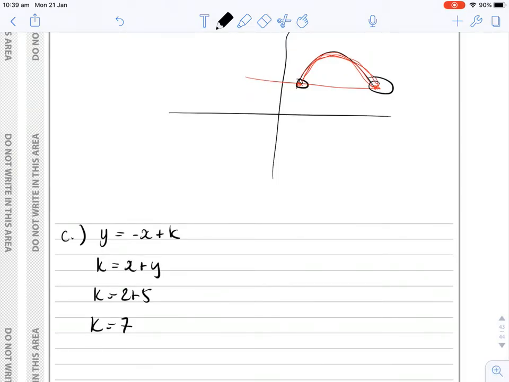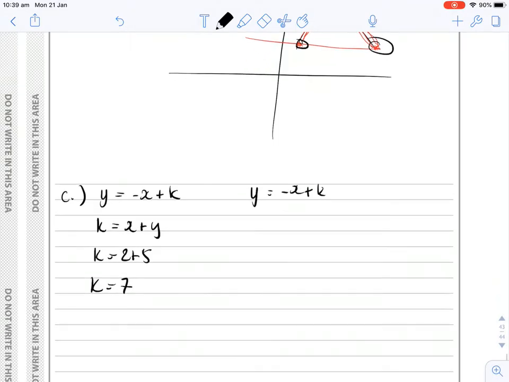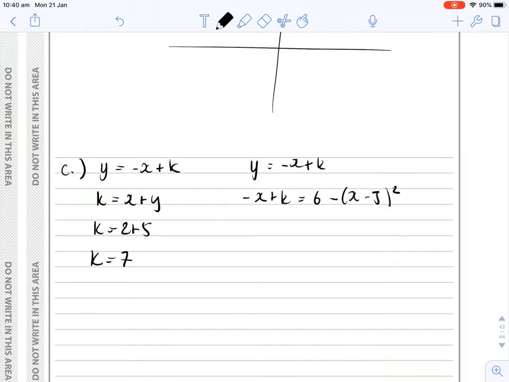And then the other value is going to be over here somewhere, and we're going to have to use substitution in here. So if I say that y is equal to negative x add k, then we can say that minus x add k is equal to 6 take away (x minus 3) squared. By expanding that, we're going to get minus x add k is equal to 6 take away (x squared minus 6x add 9). And so again, all that on one side, x squared minus 7x add 3 add k is equal to 0.